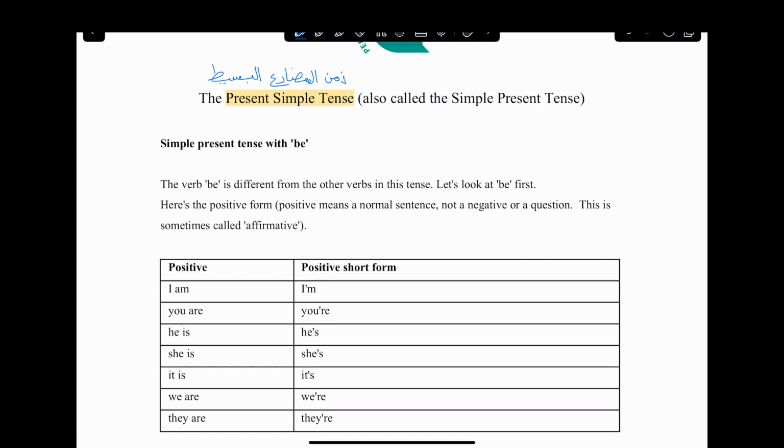So I found this document, which I really thought very helpful, and summarizes everything about زمن المضارع البسيط, present simple tense. So هذه الدوكيمنت تلخص عن الزمن المضارع البسيط.